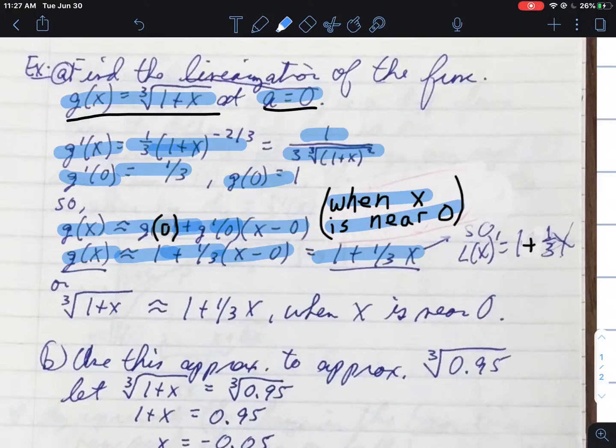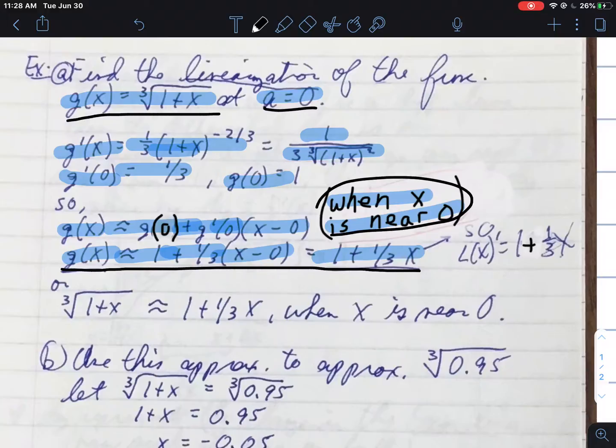So this is our linearization. We're saying two things here. We're saying that g of x, our function, can be approximated by this equation 1 plus 1/3 x as long as x is near 0, because that's our a value. We're also calling that the linearization. It's the equation of the tan line. That's what we found. L of x is 1 plus 1/3 x. That would be the equation of the tan line to that curve at the point (0, 1). Okay? So again, it can be confusing because you're calling it different things, but that's what it is.